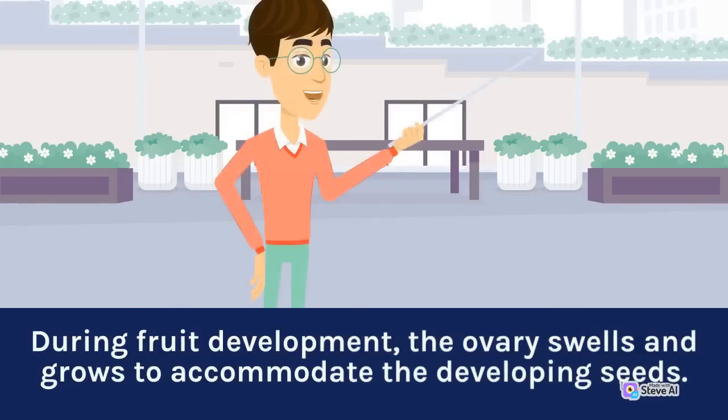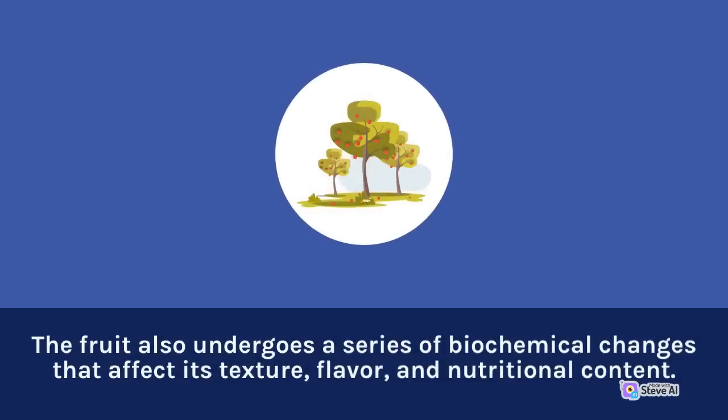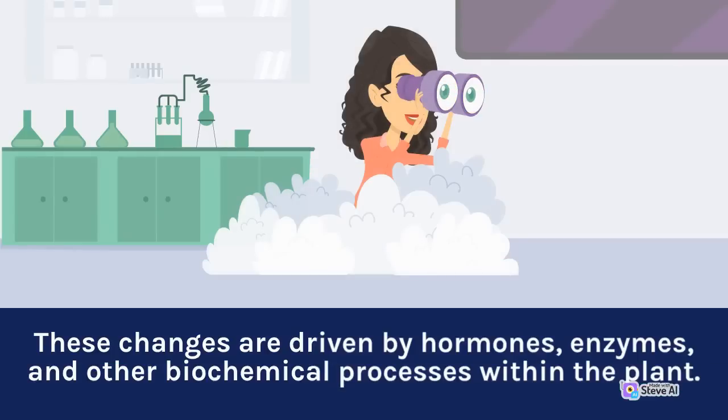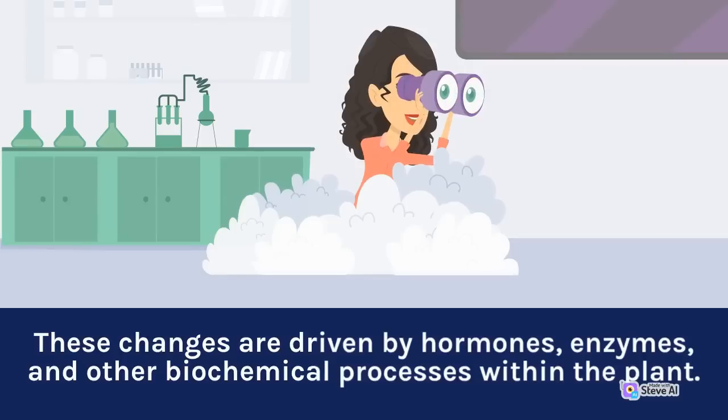During fruit development, the ovary swells and grows to accommodate the developing seeds. The fruit also undergoes a series of biochemical changes that affect its texture, flavor, and nutritional content. These changes are driven by hormones, enzymes, and other biochemical processes within the plant.